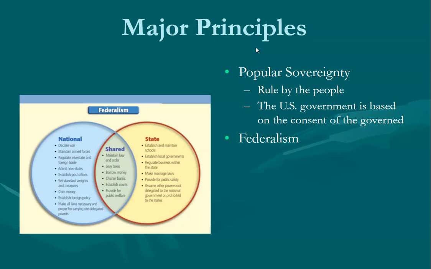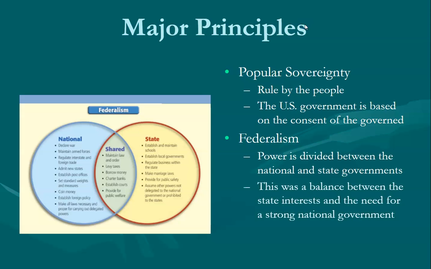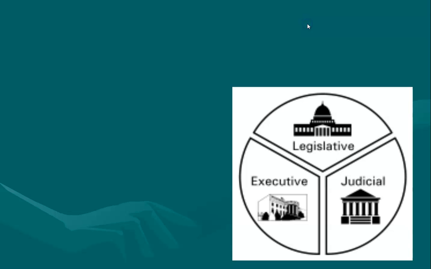Now, one of the key points of popular sovereignty and the consent of the governed is, again, the idea of the Constitution is to protect liberty, the rights of the people. Another is, of course, to prevent the power of the federal government from becoming too great, which is why we have federalism. Power is divided between the national and state governments. It's a balance between state interests and the need for a strong national government.